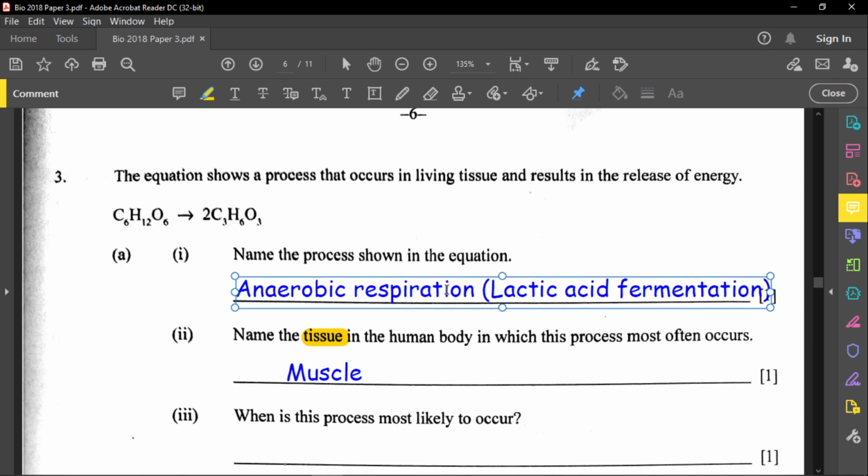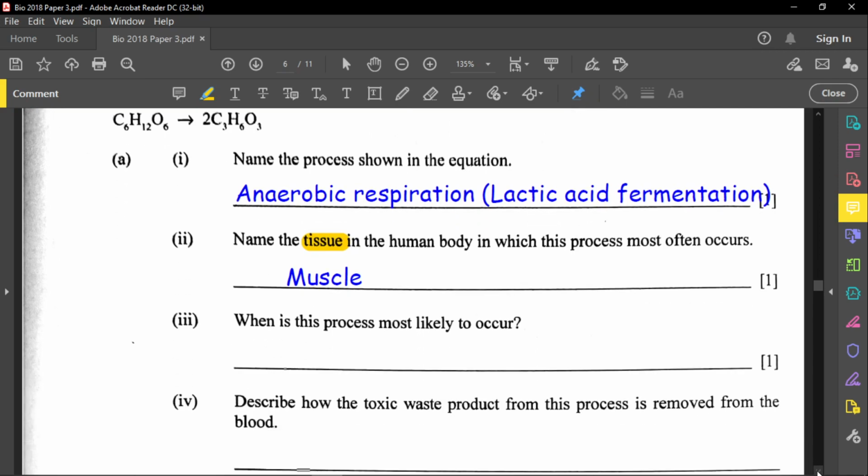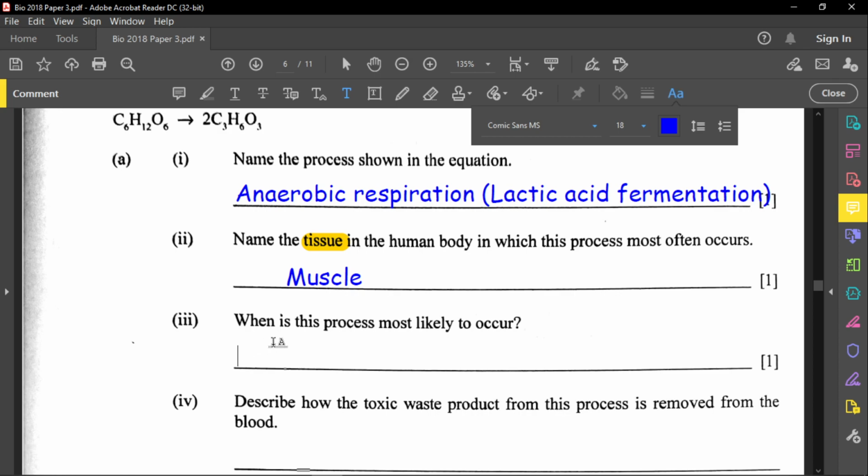All right, great. Now let's move on to the next part of the question. It said, when is this process most likely to occur? And so on the two conditions you may want to put, the basic idea here is strenuous exercise. So during strenuous exercise is when this normally occurs, okay? That's a normal time that this takes place.